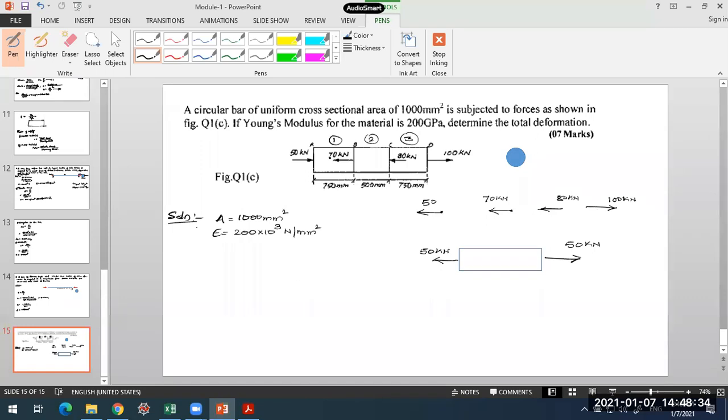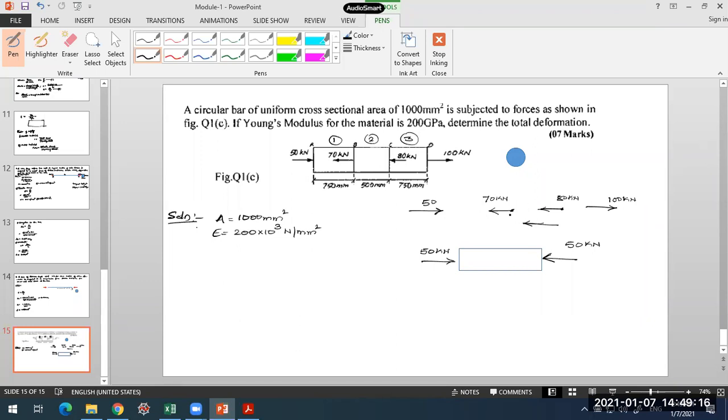This 50 kilonewton, I have put it wrongly. This is actually in this direction, so it should be in the other direction. If you look at the forces on the left portion, what is the net force acting here? Minus 70, it is towards left, I am taking that to be minus. This 80 is also towards left, I'll take it to be minus. So minus 70 minus 80 is minus 150, and the 100 kilonewton force is towards right, so that will give you a net force of 50 kilonewton towards left. I hope that is clear to you all.